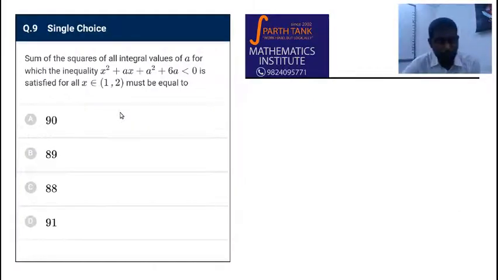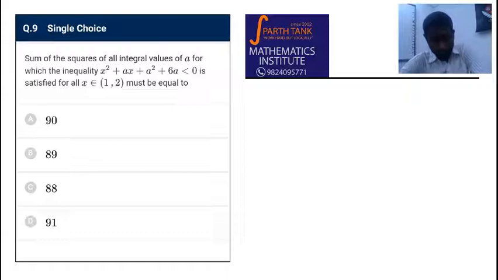Now we come to another nice question based on quadratic inequalities and all. The sum of the squares of all integral values of a for which the inequality x squared plus ax plus a squared plus 6a is less than 0 is satisfied for all x belonging to (1, 2) must be equal to.